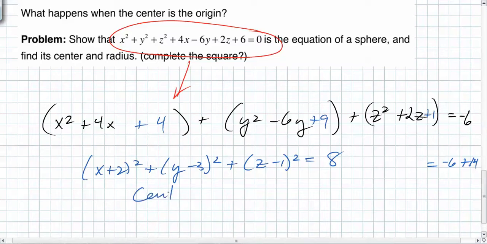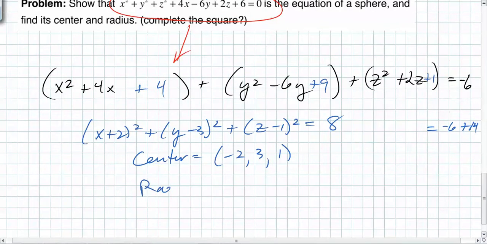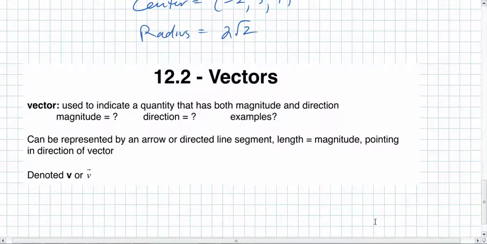So what's the center of this sphere? Negative 2, 3, 1. And what's the radius? 2 root 2. So you just completed the square 3 times, found the center, found the radius. You've uniquely defined that sphere. You okay with that? Okay.